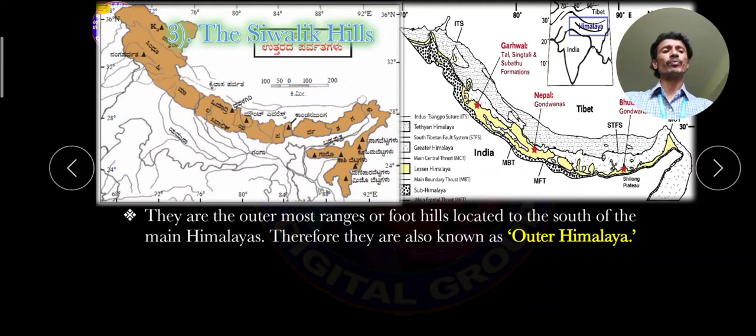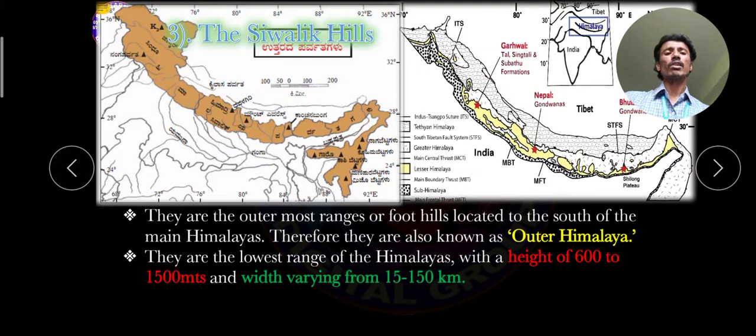Mainly, dear students, we have to see that they are the lowest range of the Himalayas. Lowest range means the lowest hill stations are found in Shivalik. And what about the height here? The height is 600 to 1500 meters, and the width is 15 to 50 kilometers.